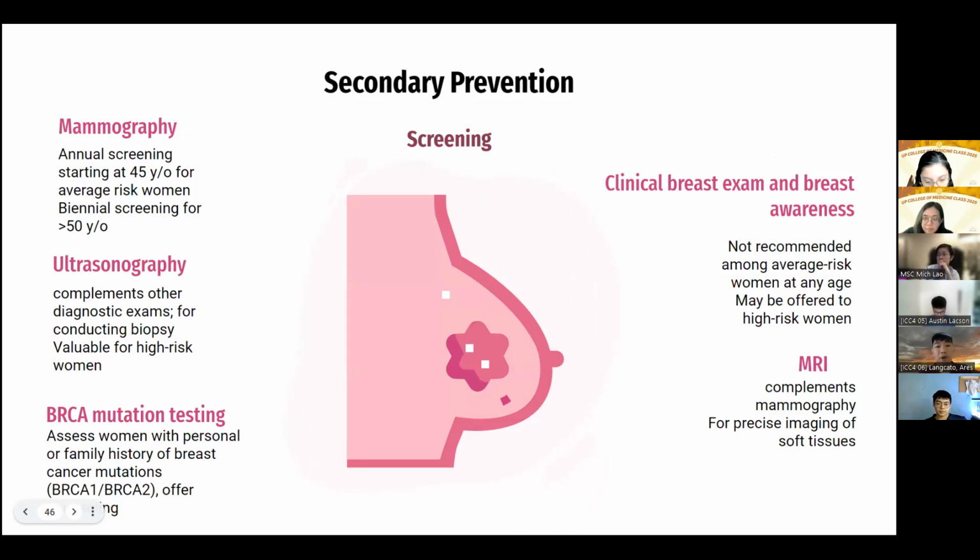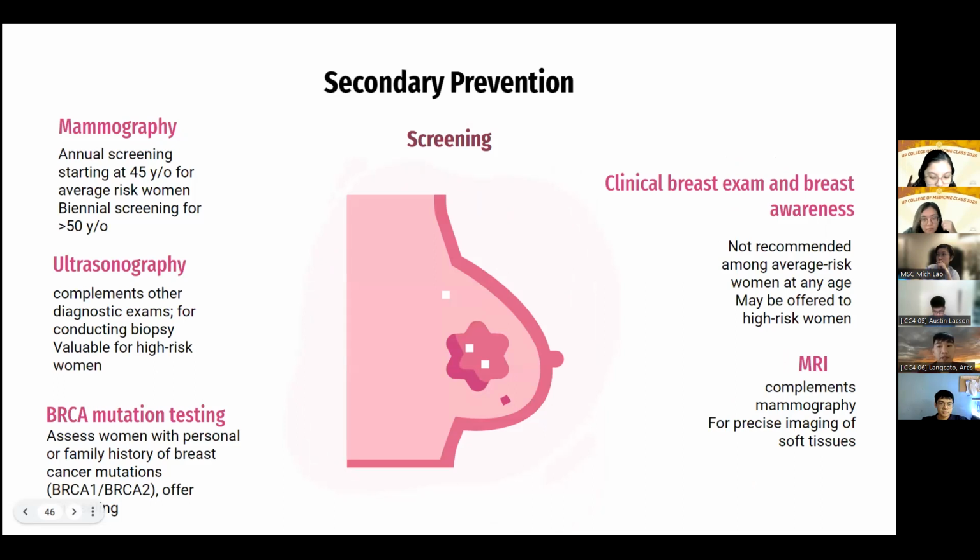Of course, number one is mammography. The American Cancer Society recommends annual screening starting at 45 years old for average risk women, and then biennial screening for age 50 and older. That's for average risk women, but it's a different case for high risk women.